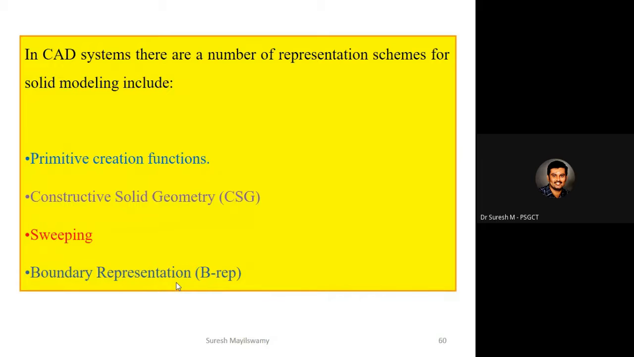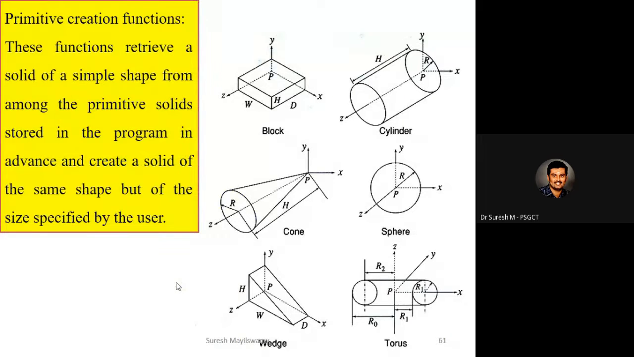So in a CAD system, there are a number of representation schemes for solid modeling, including primitive creation functions, constructive solid geometry, sweeping, and boundary representations. So these are the four methods to develop solid modeling. Primitive creation functions retrieve a solid of a simple shape from among the primitive solids stored in the program in advance and create a solid of the same shape but of the size specified by the user.